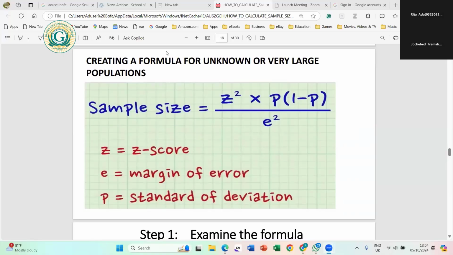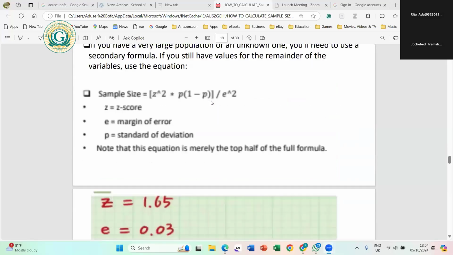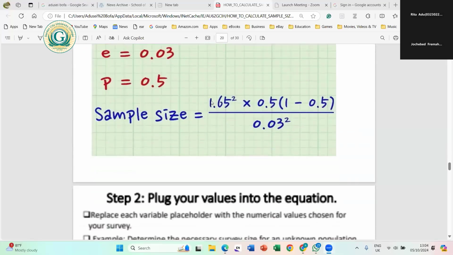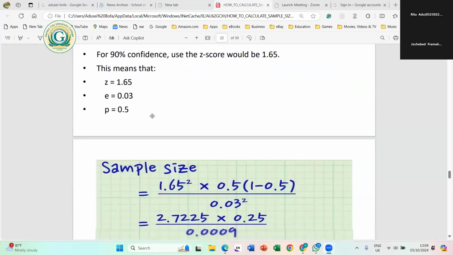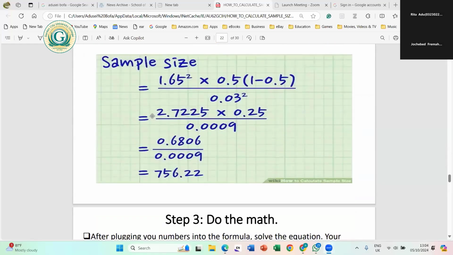Okay, now let me put the final answer there so that you can check it out. This is the final answer. So if you got it, please just type one for me. One. If you got it, type one for me.